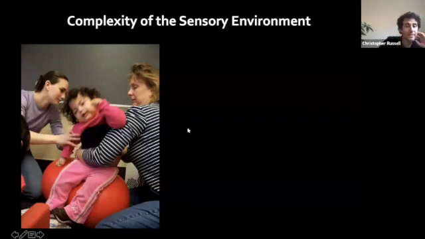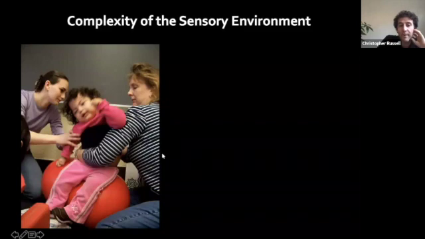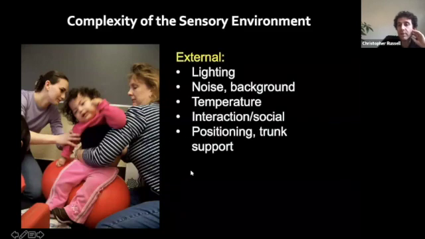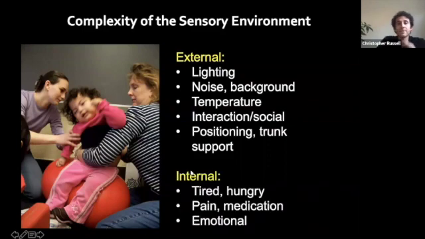Last piece of complexity is complexity of the sensory environment. And in sensory environment, we're talking about multisensory input. That's internal input and external input. So in a child who doesn't have CVI, these kinds of factors, lighting, the noise in the room, the positioning of the child, how they're feeling, those factors all do have an impact on the child's availability for learning and their attention, but it shouldn't impact their vision, right?